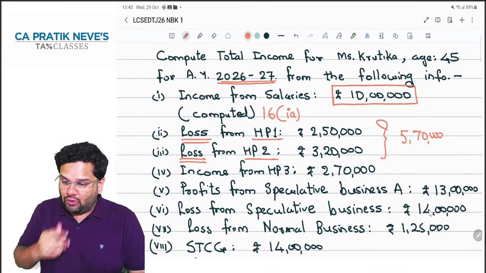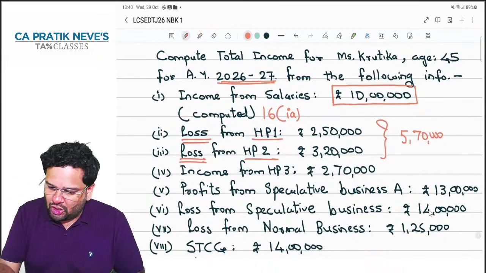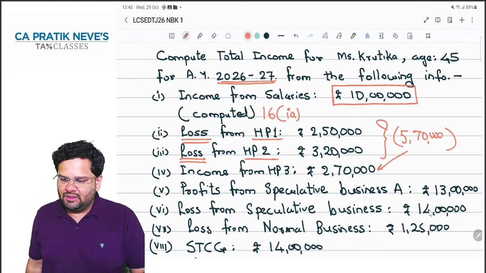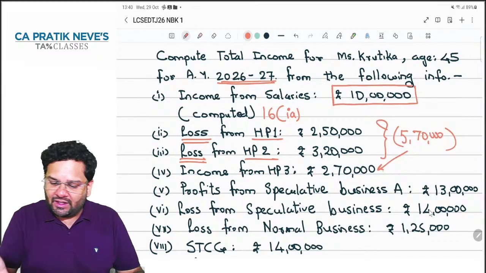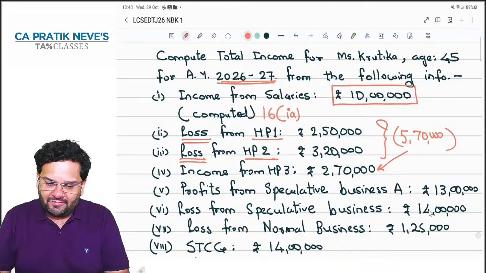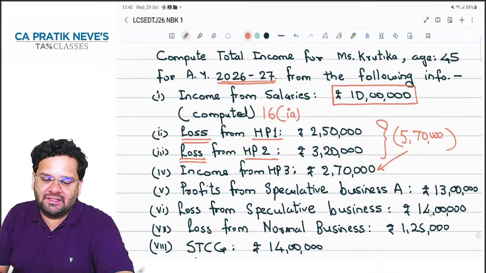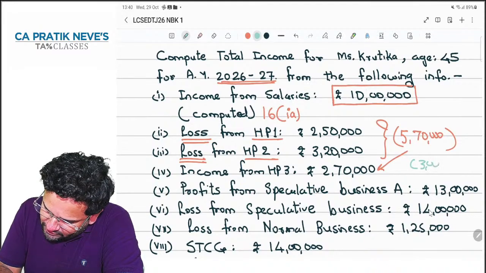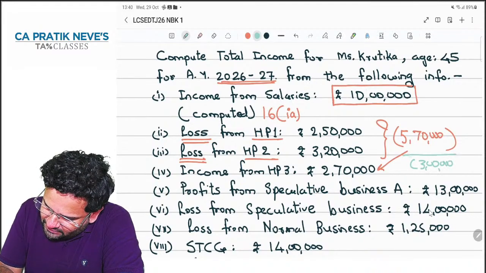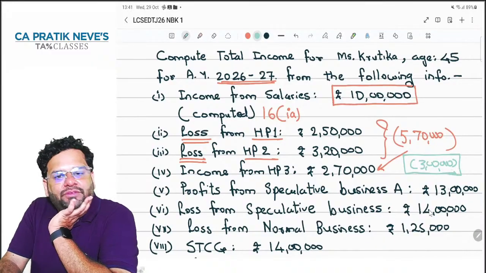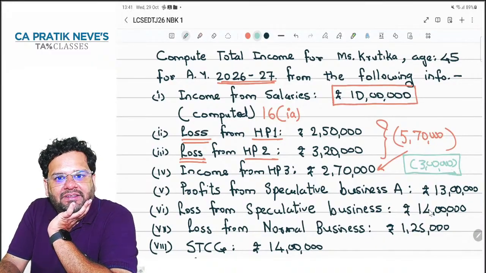Okay, now of course you can set it off against this 270. So 570 you set off against 270. Still there is a loss remaining. How much loss is still remaining? There is still loss of 3 lakh that is remaining. Can we set off this entire 3 lakh against other heads of income?